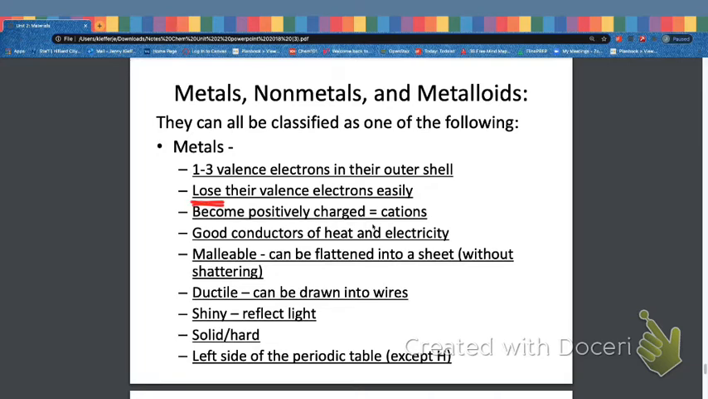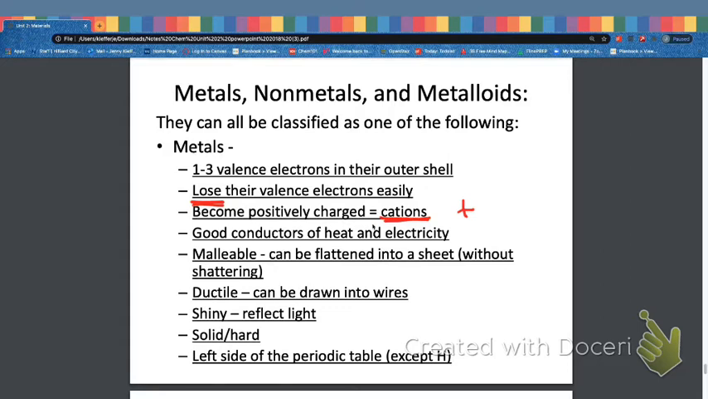And when they lose those electrons, they become a charged particle called an ion. And we call these ions cations because they're positively charged. The T kind of looks like a plus sign. Okay? So positive ions are called cations, and metals lose their electrons to form cations.